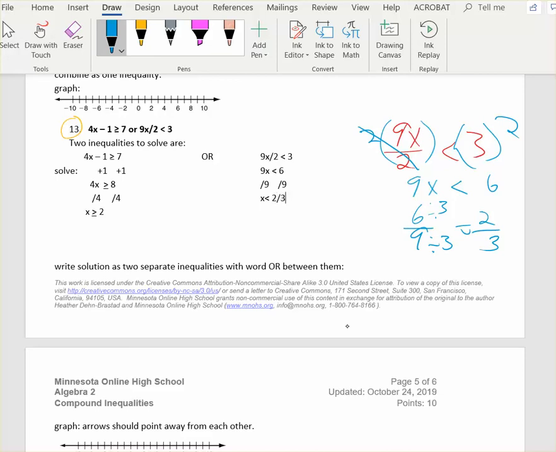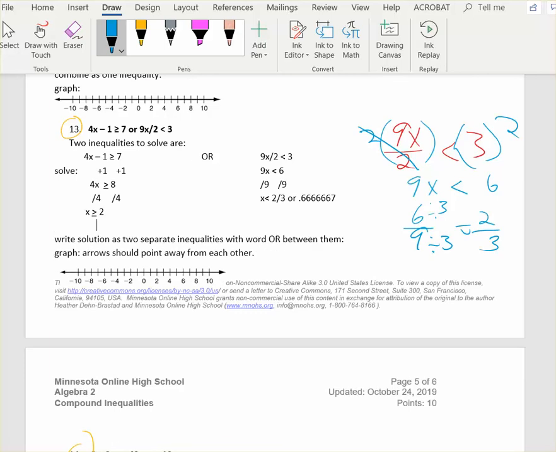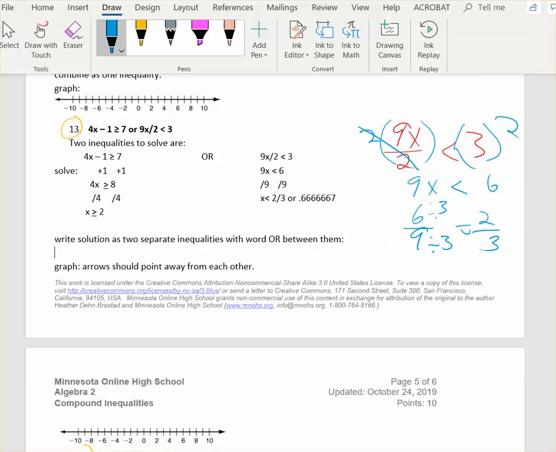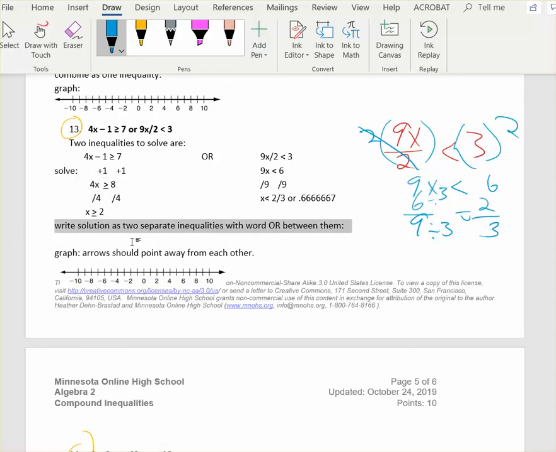If you type that into your calculator, you would get 0.666666. So don't just write 0.6. Write out enough of those so that we know for sure what it is. Now, when you do an OR problem, you don't combine them as one inequality. You just write them both with the word OR between them. So whatever you got for your answer, you just copy and paste it if you want, or write it again, and put the word OR between them. So x is greater than or equal to 2, or, need the word OR, x is less than 2/3.